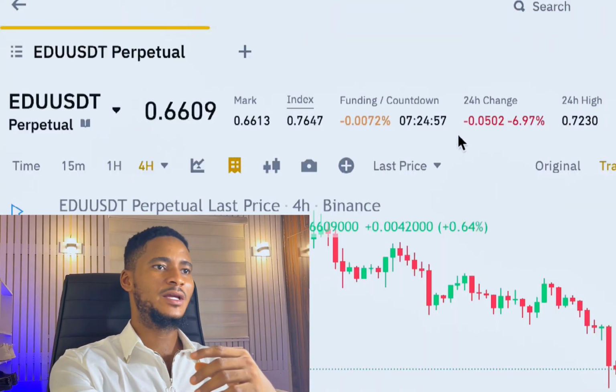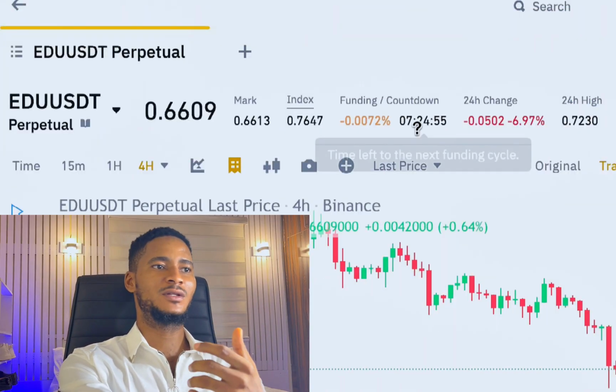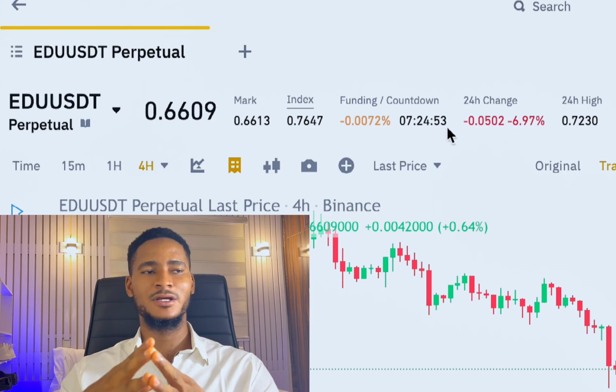Okay, and remember there is a countdown. Right now we have 7 hours and 24 minutes 50 something seconds. So after this period, it is possible the funding rate would become positive, or it might still remain negative, depending on what is happening in the market.